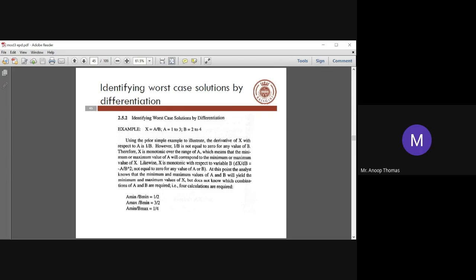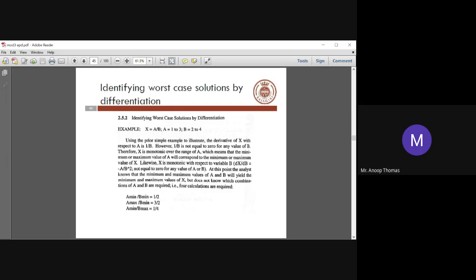So you differentiate using this prior example. The derivative of x with respect to a is taken. It's 1 by b, which is not equal to 0 for any value of b. Therefore, x is monotonic over the range of a. So how do you conclude it? You differentiate your equation with respect to the variable. So with respect to a, you differentiate your x. A by b differentiated with respect to a gives you 1 by b. With the range of b being 2 to 4, there are no points where this goes to 0, which basically means you have a monotonic equation. So you can easily identify the minimum and maximum values. Which means that the minimum or maximum value of a will correspond to the minimum or maximum value of x.